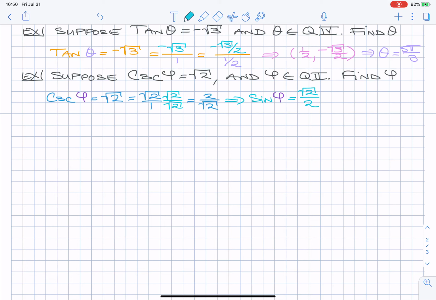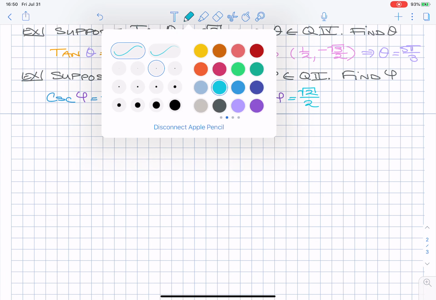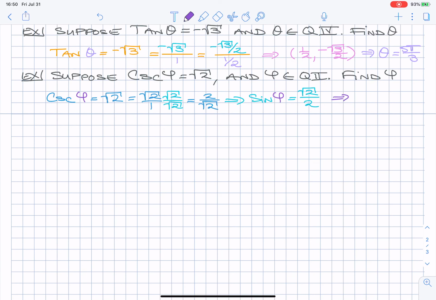So I'm looking for an angle where sine of phi is root 2 over 2. So I know that that's got to be a 45-degree reference angle, but since I'm in quadrant 2, the 45-degree reference angle there, well, 1 pi over 4 is in quadrant 1, 2 pi over 4 is the quadrantal angle 90 degrees, so 3 pi over 4. That's what I'm looking for. 3 pi over 4 is the 45-degree reference angle in quadrant 2. So I hope this makes sense, and I'll see you guys in the next video.